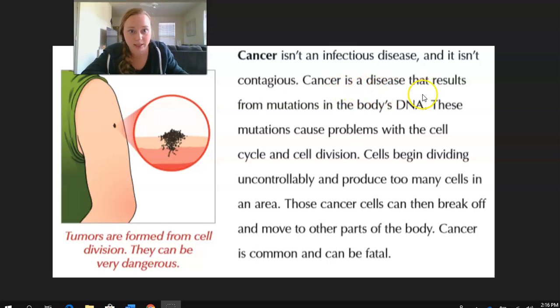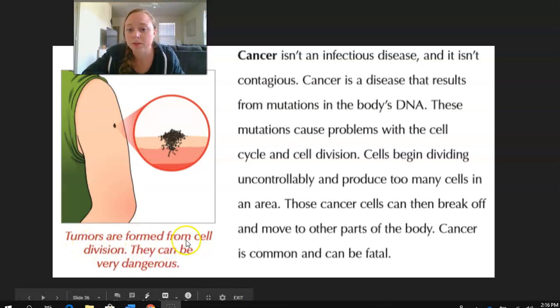Cancer is a disease that results from mutations in the body's DNA. These mutations cause problems with the cell cycle and cell division. Cells begin dividing uncontrollably and produce too many cells in an area. Those cancer cells can break off and move to other parts of the body. Cancer is common and it can be fatal, but not always.